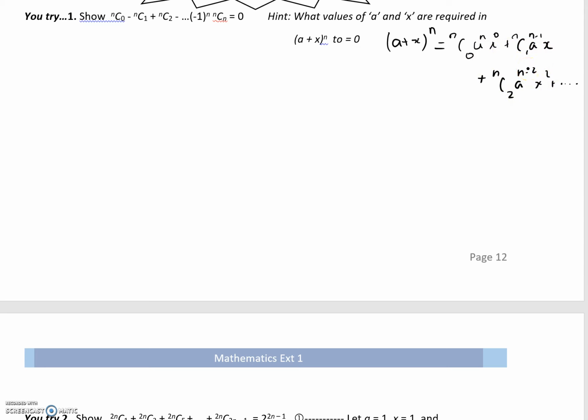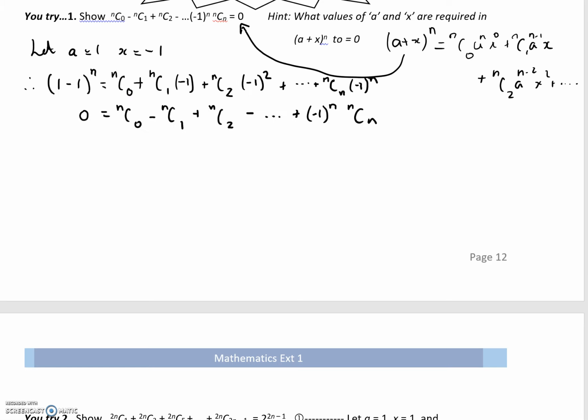But like I said before, the biggest indicator of what you're going to substitute is this situation where you want a plus x to actually be 0. You can probably work out from that if we were to let a be 1 and x be minus 1, then we would certainly get a 0. I'm just going to pause it and write out the solution now and then come back and talk about it.